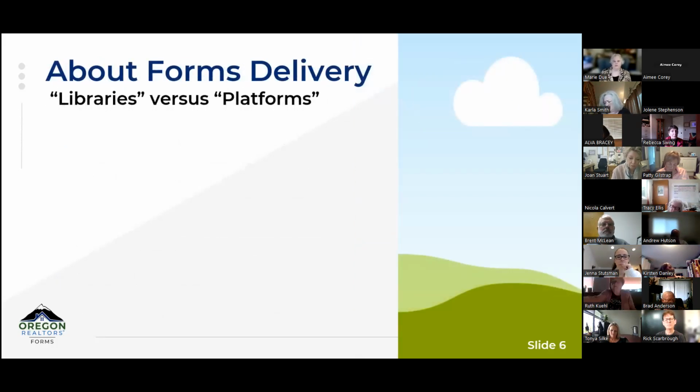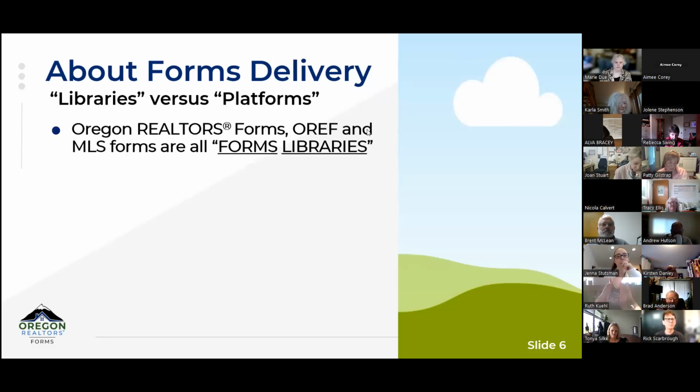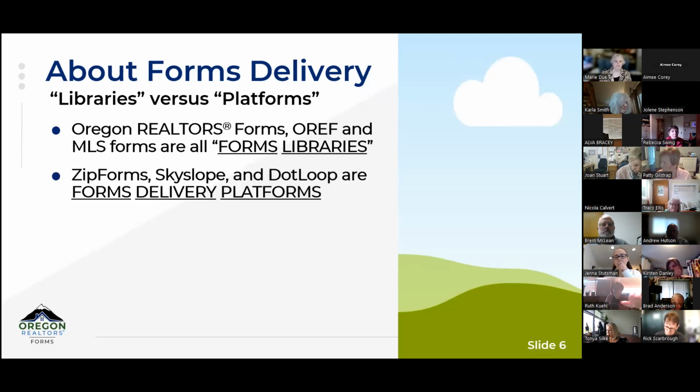Okay, one of the questions we always get is, is it a library versus a platform? It's on Zip Forms. OREF forms are a library. Think of it this way: they're the books, and you have to have the library to put them in. And so that's what the OREF forms, the other forms that you may get from MLS or your association, are. Those are all books that would go into a platform.